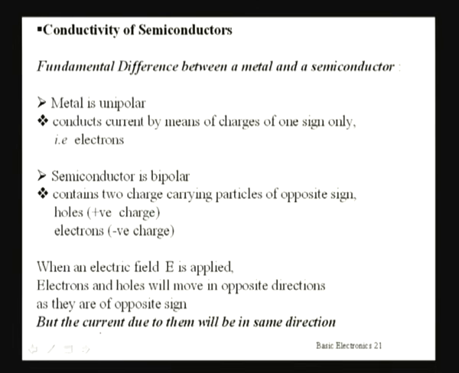There are two types of charge carriers, positive as well as negative. The positively charged ones are holes and the negatively charged ones are electrons. Whenever you apply an electric field, capital E say, the holes and electrons will move in opposite directions since they are of opposite sign, but the current due to both of these components will be in one direction.